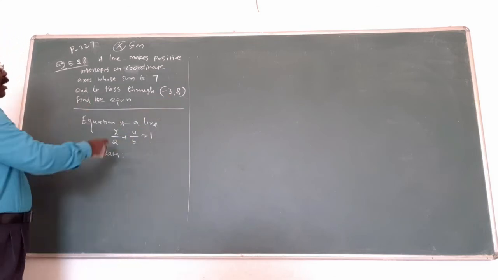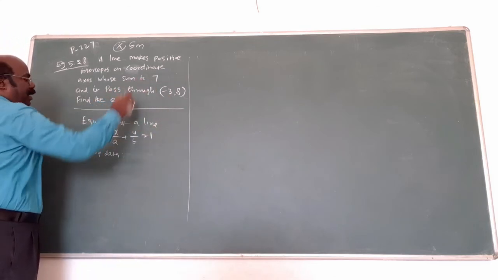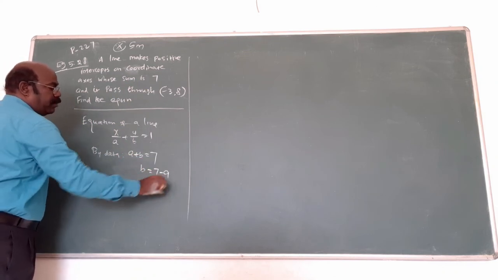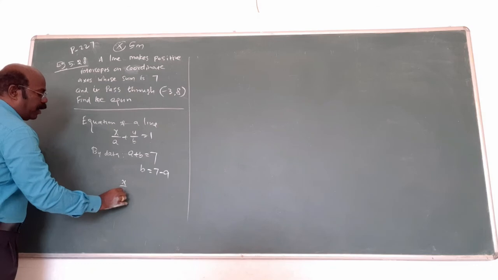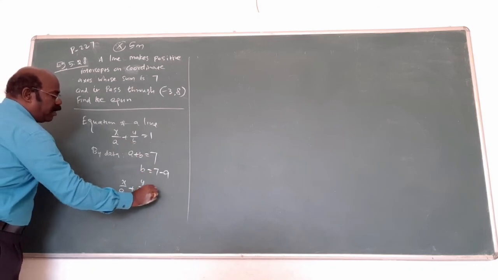The same method. The intercept equation. By data, the sum is 7. A plus B equal to 7, so B equals 7 minus A. Substitute that in x by A, y by B: x by A plus y by 7 minus A equal to 1.